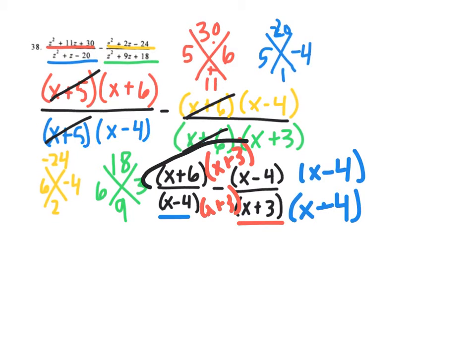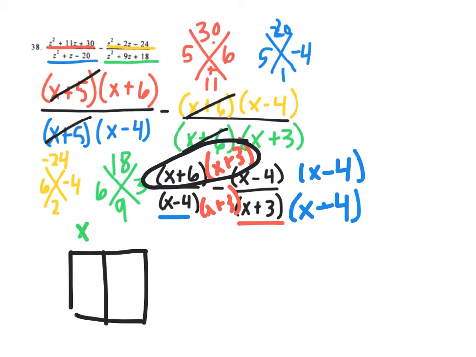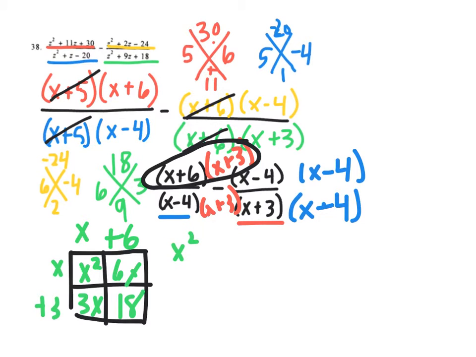So I need to multiply these two things together. So I'm going to make a box. And in my box, we're going to have x plus 6 and x plus 3. X times x gives me x squared. We have 6x here, 3x, and 18. So the top of my first one is x squared. I'm going to simplify while I do it by adding these together. Plus 9x plus 18.